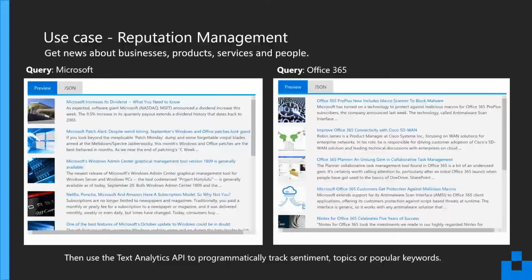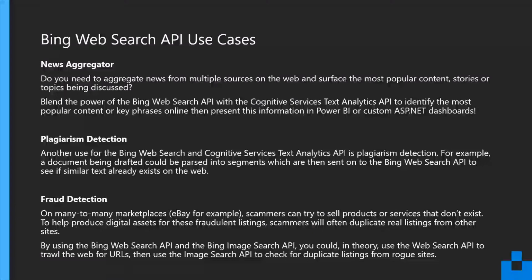Other uses for this web search API could be in plagiarism detection. So if you've got content and you want to check that it's not being duplicated online, you could take extracts of that, make a call using the API, see if you get any results back, and then send out an alert or an email or carry out a set of business rules in your application. It's really up to you.